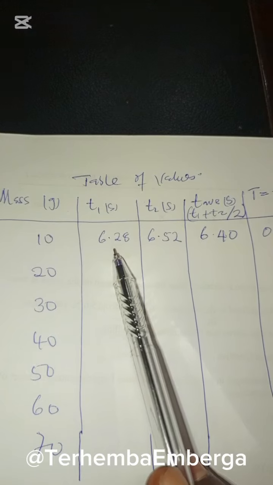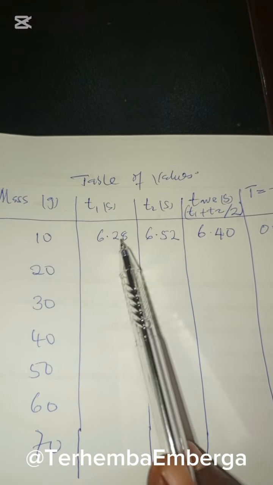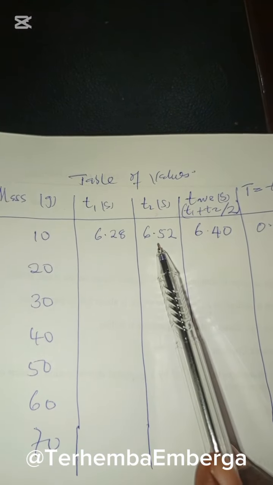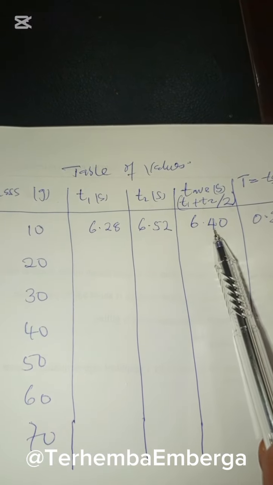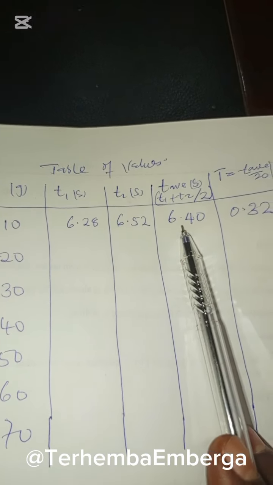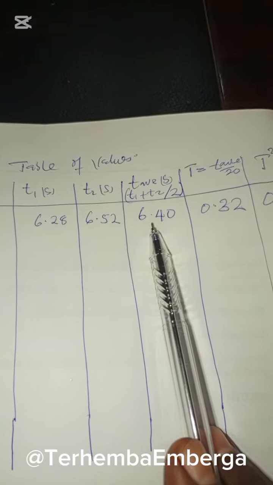So if you add 6.28 plus 6.52 and divide your answer by 2, you will have 6.40.